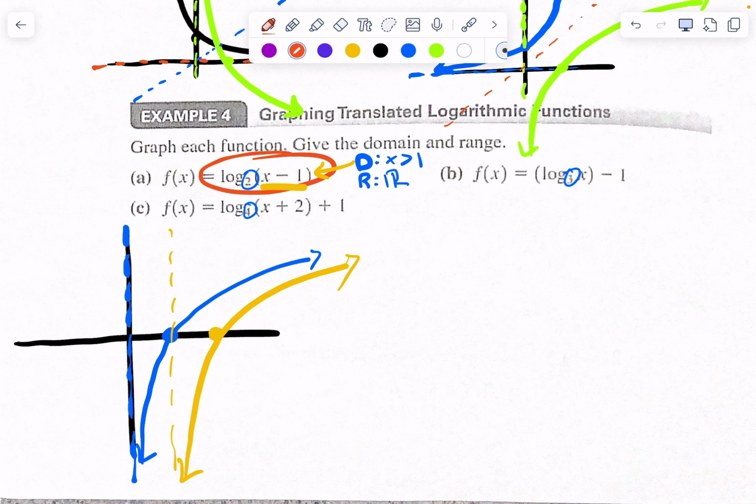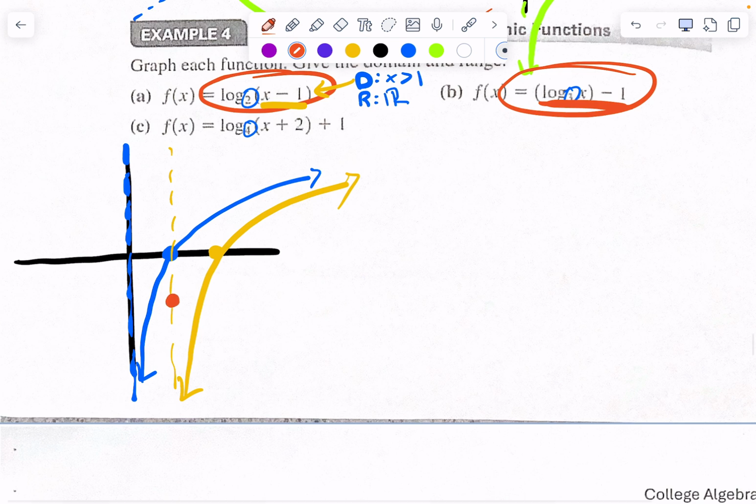Okay, B. How does this guy move him? Minus 1. That moves him down 1. So I'm going to go back to the blue one. I'm going to move him down 1, right? So he's going to cross there. My vertical asymptote still stays at the same spot, but he's going to go like this, and he's going to go like this. He's moved down 1.